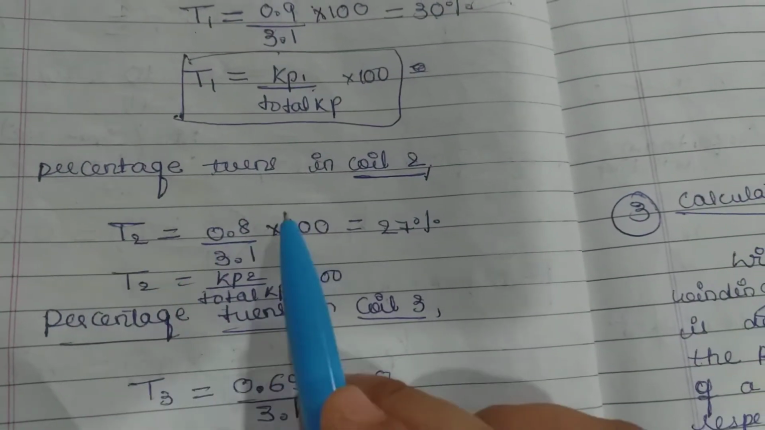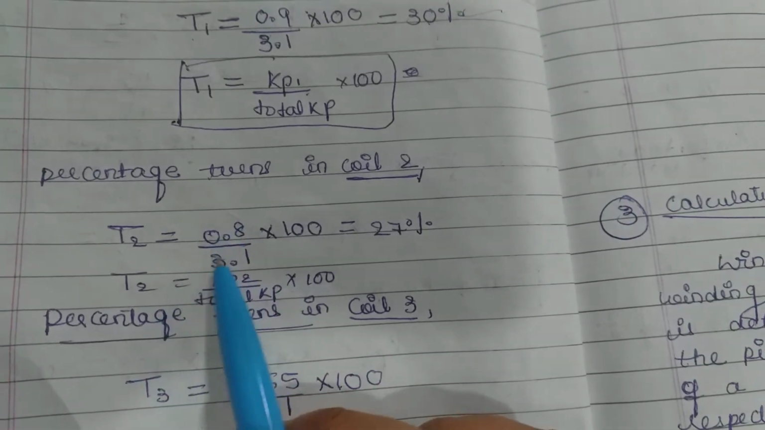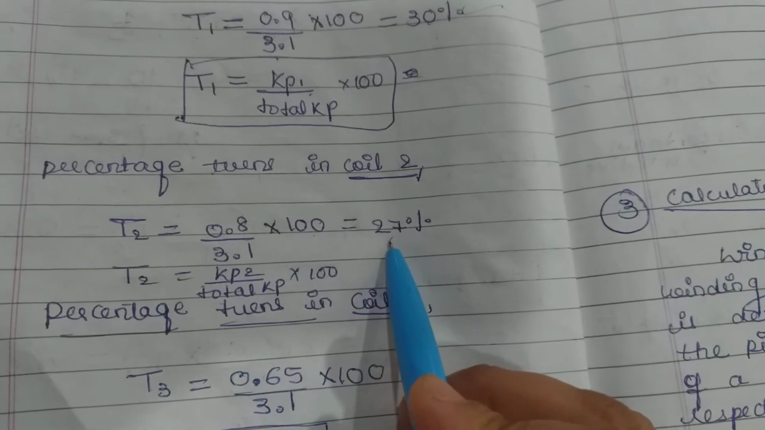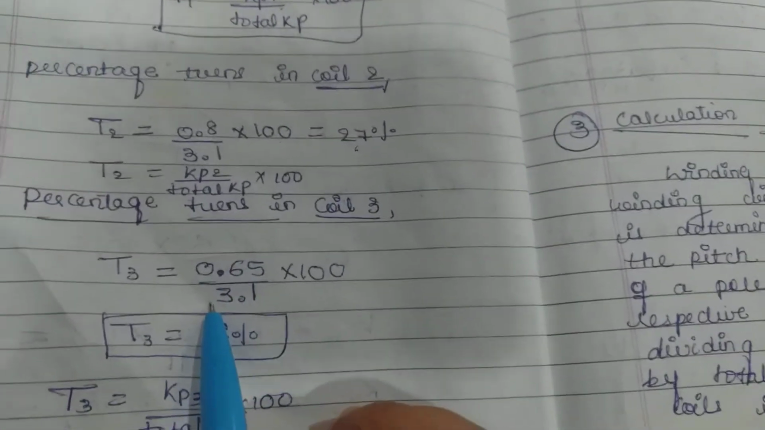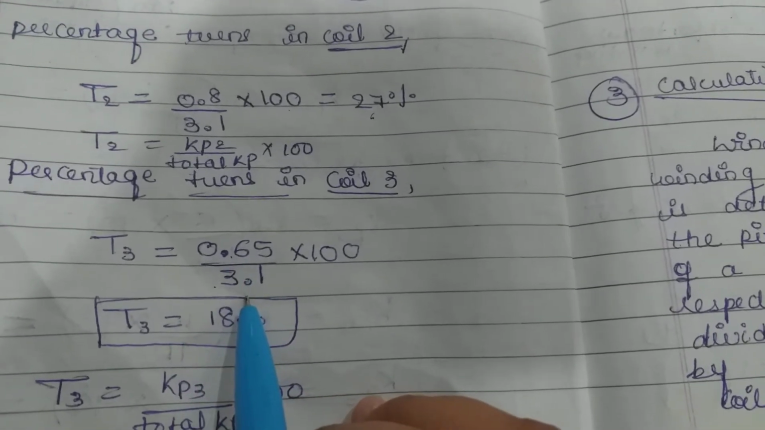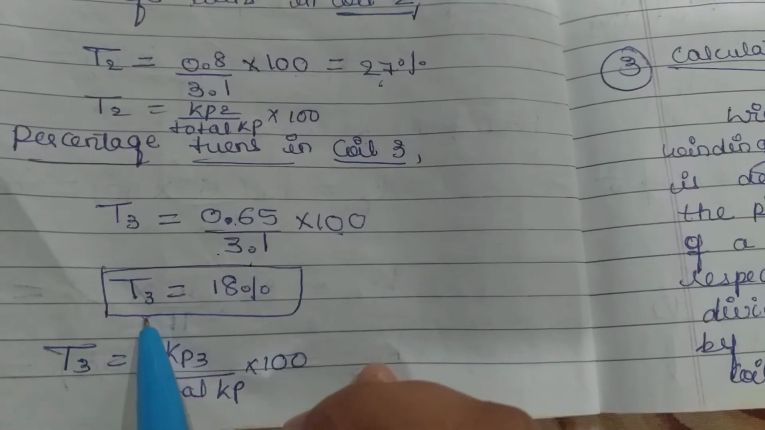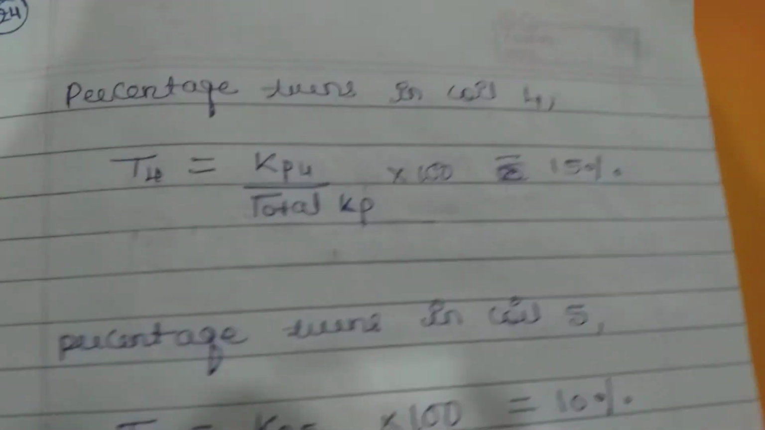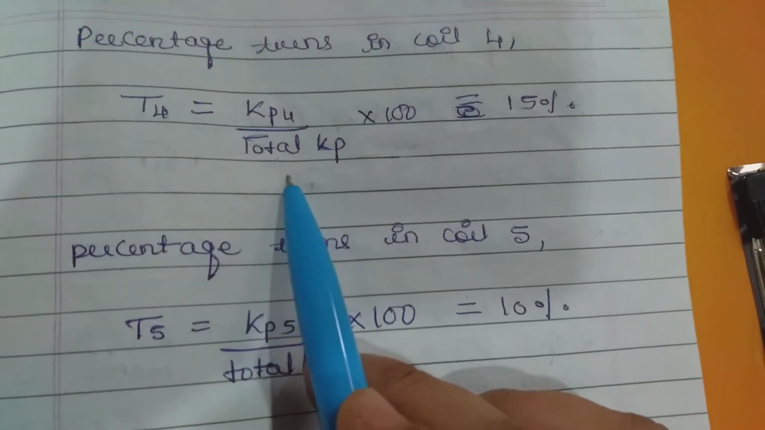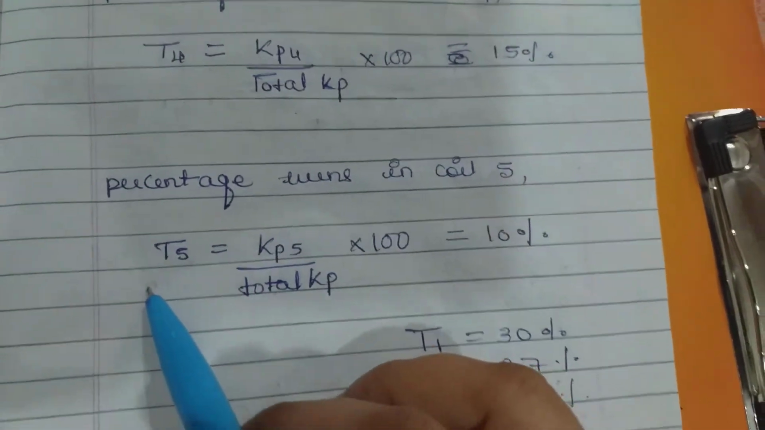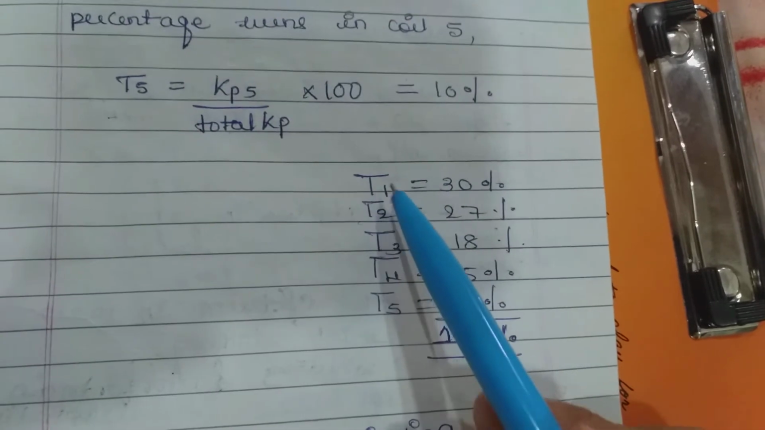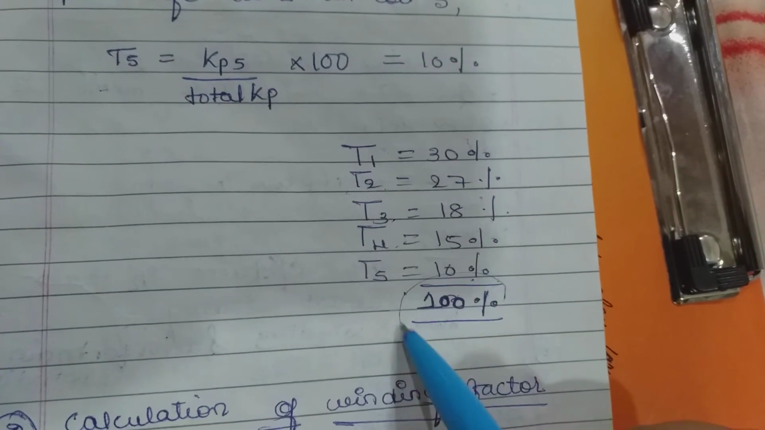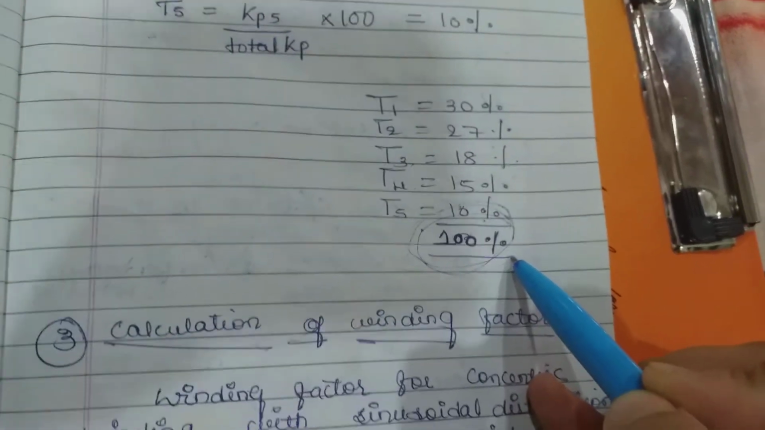Now next, T2 is equal to Kp2. What is the value of Kp2? 0.8. What is the total Kp? 3.1. So write down 3.1 into 100. So how many turns is T2? 27%. Same as it is T3: Kp3 divided by total Kp, which is 3.1, into 100. So how many turns is T3 here? 18%. So T4 we have to calculate in the same way: Kp4 divided by total Kp, that came to 15%. Same as it is, we have calculated T5. So that is T1. If we add T1 plus T2, T3, T4 and T5, all those turns, how many turns in total do we have to get? We have to get 100%.